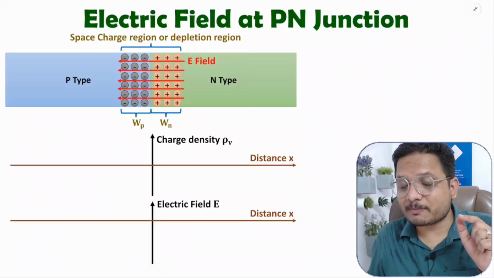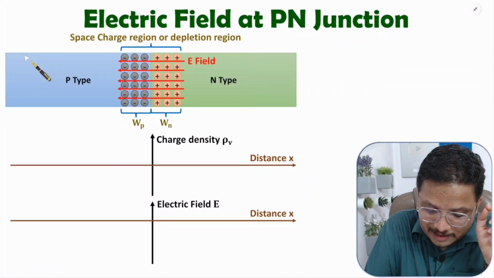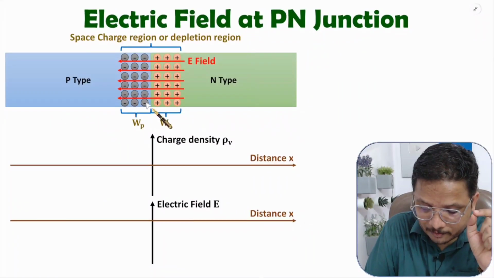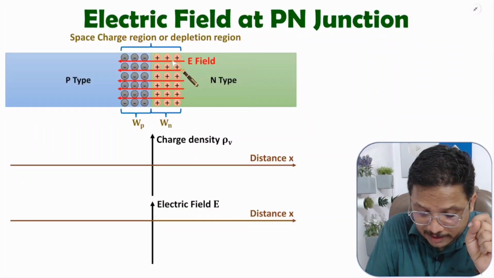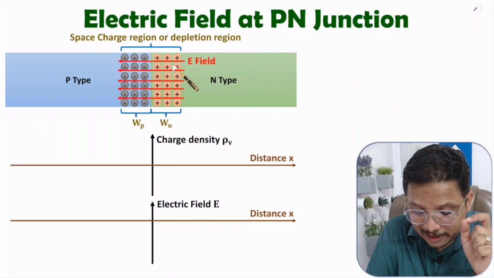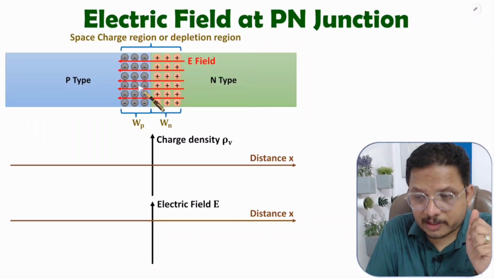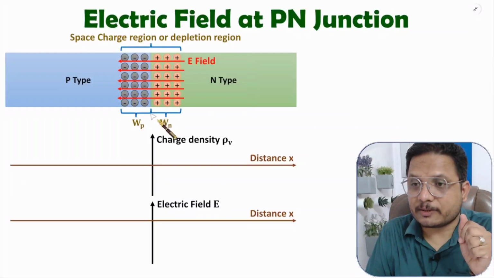In this video, I'm going to explain electric field calculation at PN junction. If you observe the PN junction over here, at the junction, at the side of N type, we are having positive ions, and at the side of P type, we are having negative ions. Because of these negative and positive ions, there is an electric field, and that electric field will emerge from positive ions and go towards negative ions. It is happening like this. So in this video, I'll be deriving the value of electric field at this PN junction.